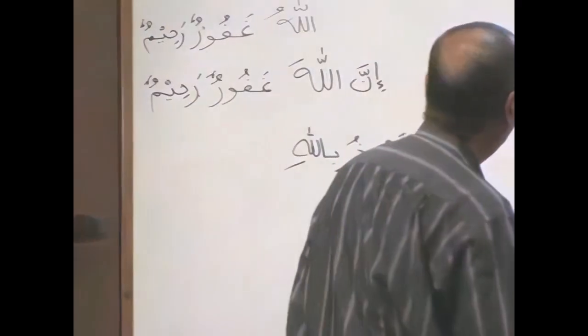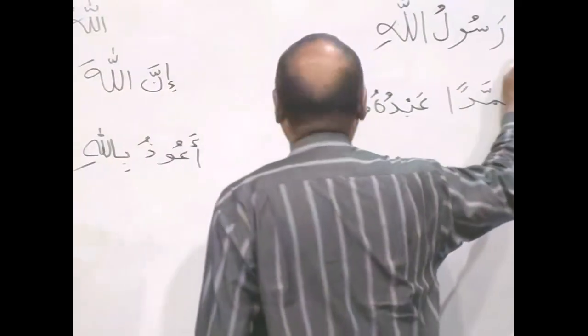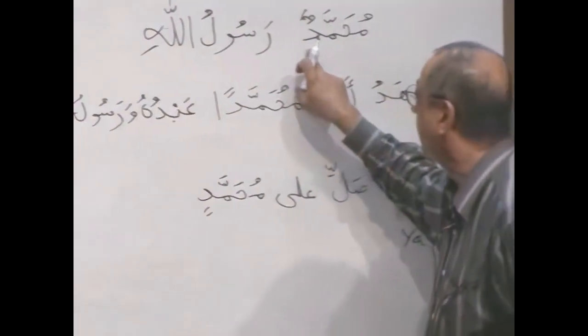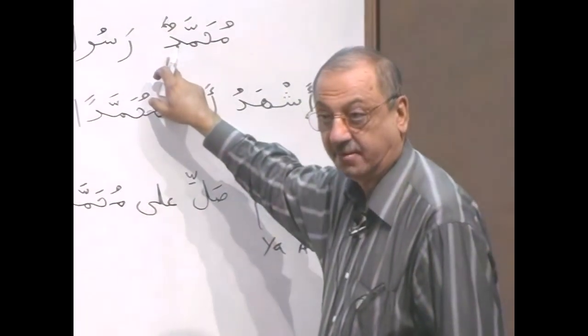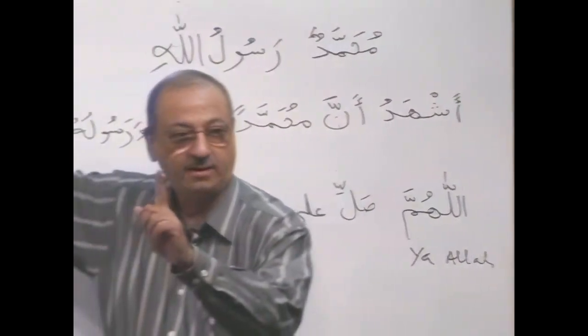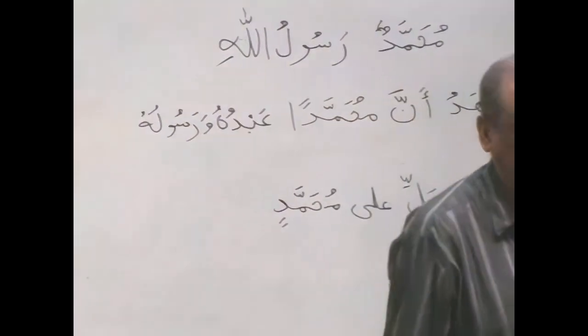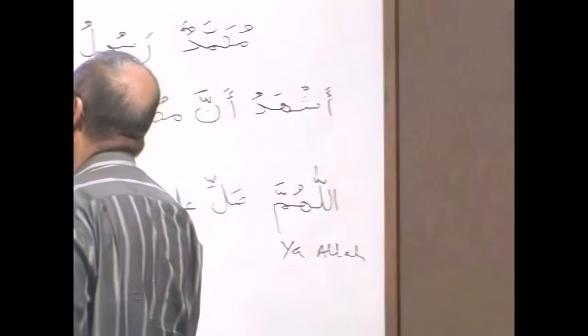The terms. If the noun, brothers and sisters, look carefully. If the noun ends with a dhamma, be it a tanween or one, it should end with a dhamma, be it a tanween or a single dhamma. It is called marfu.